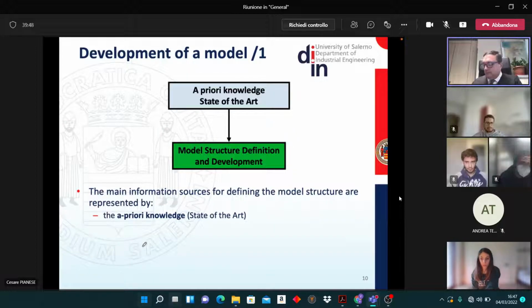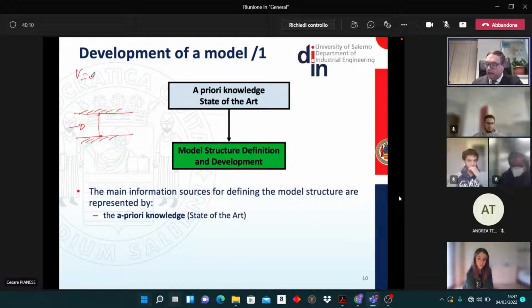Suppose that this is a pipe. What we know is that the fluid moves from left to right. What do we know from this? We know that for sure at the wall the velocity is equal, let's call it u.